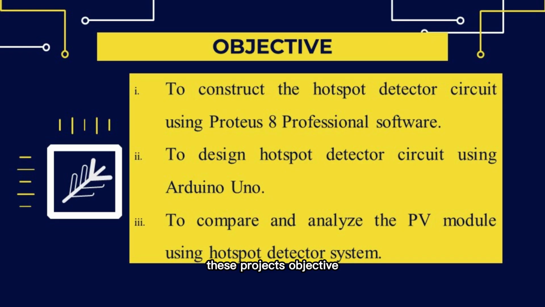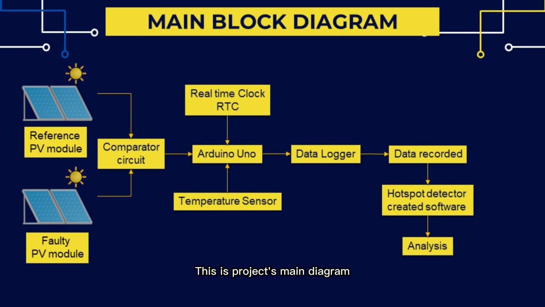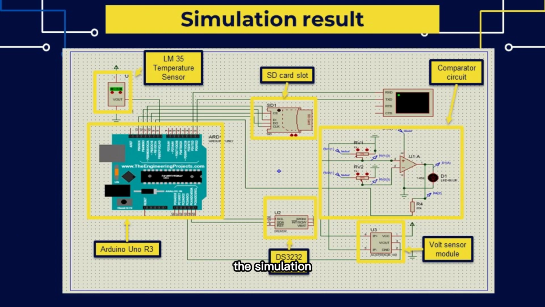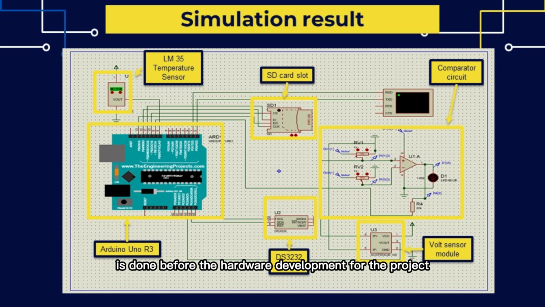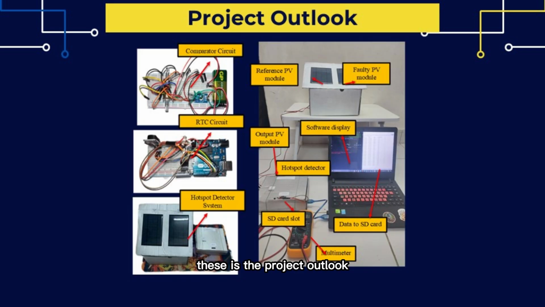The objectives of this project are to construct a hotspot detector circuit using Proteus 8 Professional software, design a hotspot detector circuit using Arduino Uno, and compare and analyze the PV module using the hotspot detector system. This is the project's main diagram. As you can see, the simulation is done before the hardware development for the project. This is the project outlook.